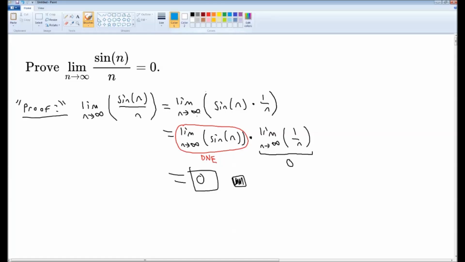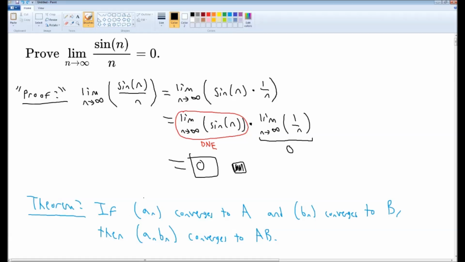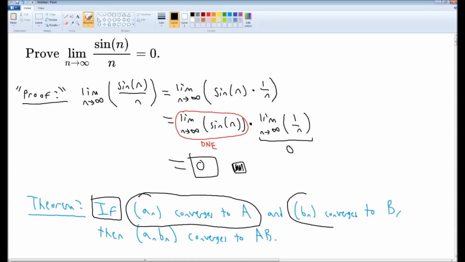And the rule which says that you're allowed to go from the product to this only works if the limits exist. There's a theorem that says if the sequence of a_n converges to A and b_n converges to B, then the product sequence converges to A times B. But notice the golden word here is if. So in order to use this theorem at all, you first have to prove that these guys do converge before you know whether or not this guy converges.